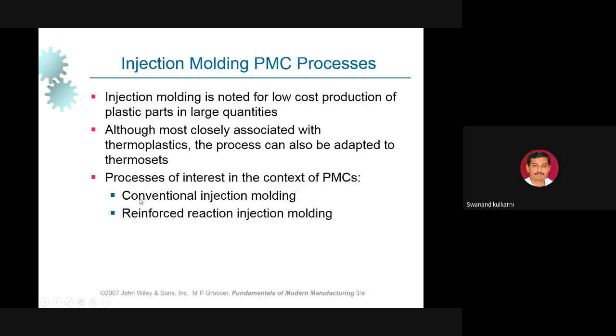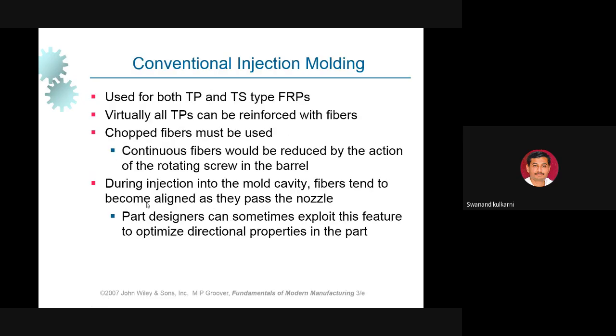One is conventional injection molding and another is reinforced reaction injection molding. Now conventional injection molding is used for fiber reinforced plastics. Is it okay? Virtually all these plastics. Is it okay? So we say thermosets and thermoplasts. TP is used for thermoplast and TS is used for thermoset. Is it okay? So these are used for both thermoplast and thermoset types of fiber reinforced plastics.